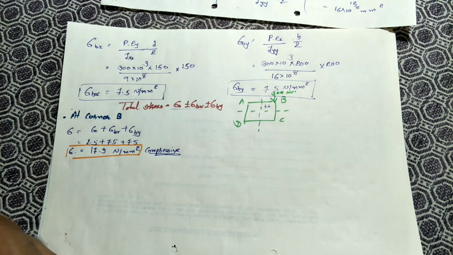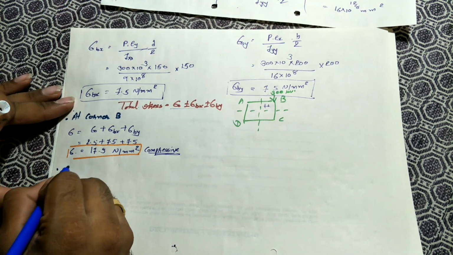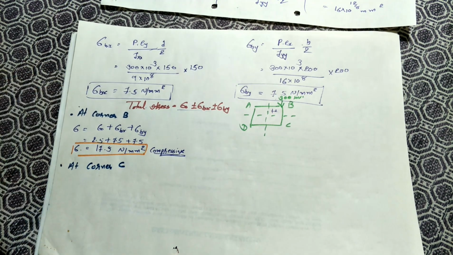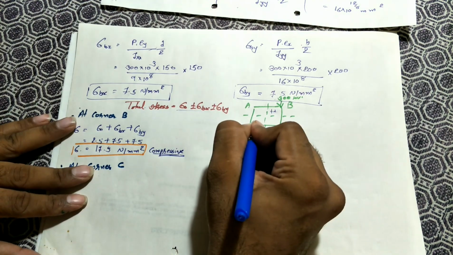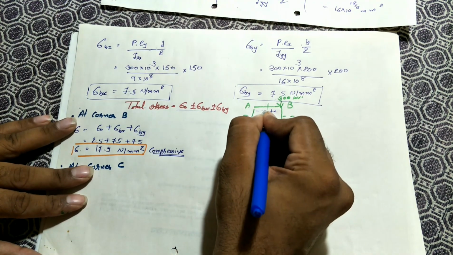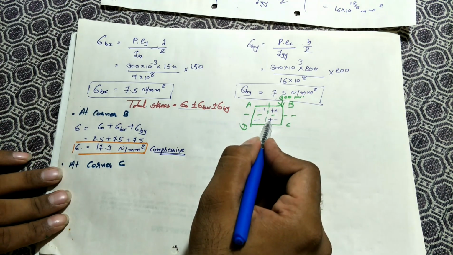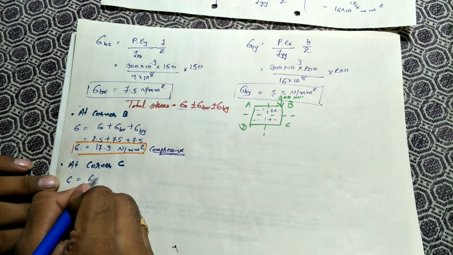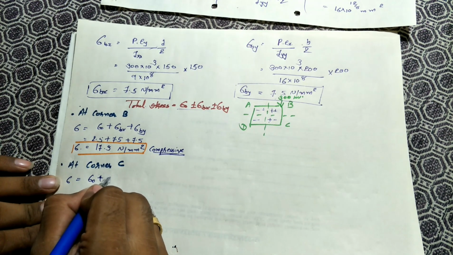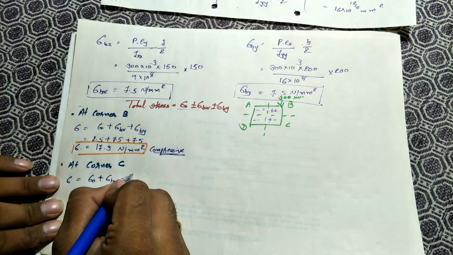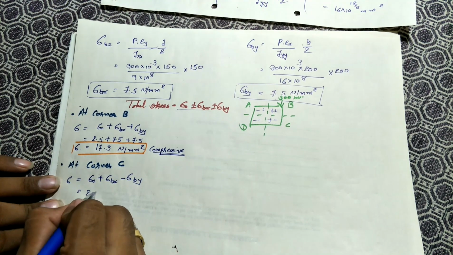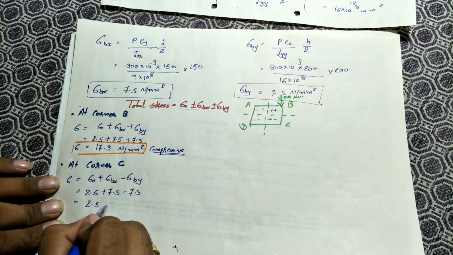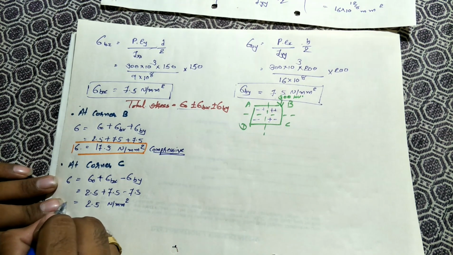Okay, now second is at corner C. So at corner C, this is minus minus, plus minus and minus plus. So plus minus. So what is the plus sign represent? X plus and y minus. So stress is equal to sigma 0 plus sigma bx minus sigma by. So 2.5 plus 7.5 minus 7.5. So this answer is 2.5 Newton per mm square.